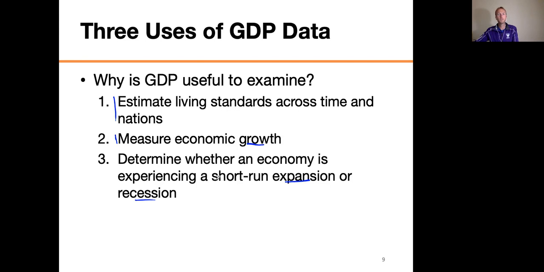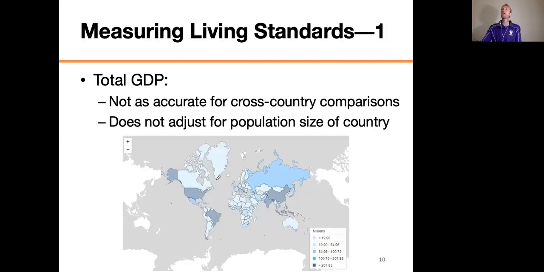We want to use GDP because it tells us important information about living standards, okay? Except we can't use the total GDP of a country. Why? Well, obviously, if you have a country like the United States with 300 million people in it, versus a country like, I don't know, Australia with maybe 50 million people, it's obvious that the GDP of the United States is going to be higher than Australia because there's more people making more stuff here than in Australia.